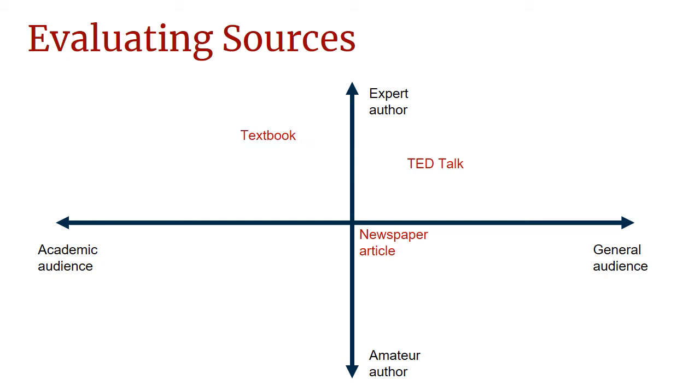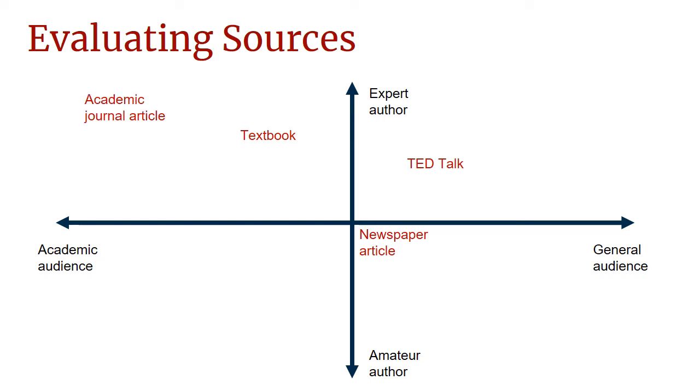What about a textbook for school? Especially a university textbook is almost always written by an expert in the topic. So we're going to put it higher on our diagram. And they tend to be written more for an academic audience. There's more likely to be things like footnotes or references. They expect the audience to have a little more background in the topic. So we're going to put textbook over in that part of the diagram.